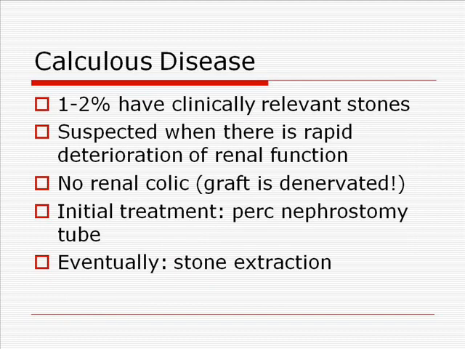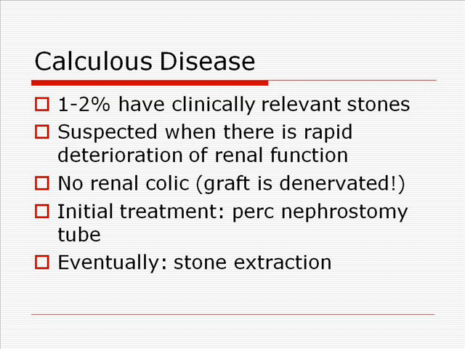There's a higher risk of calculus disease among transplant patients than the typical person. 1 to 2% of kidney transplant recipients will have a clinically relevant stone, and 15% of renal transplant recipients are hypercalcemic within the first year post-transplant, and the hypercalcemia can contribute to their stone formation. So a stone is suspected when the renal function subtly deteriorates, and the typical findings of renal colic in a patient with nephrocalcinosis are not as common in the renal transplant recipient because the transplanted kidney is denervated.